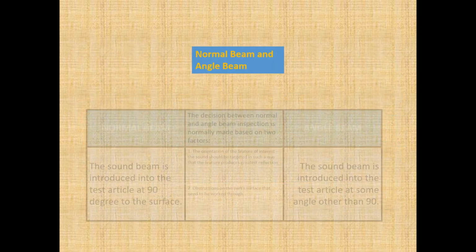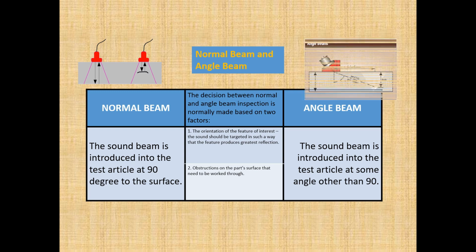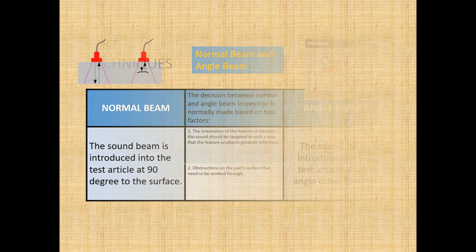Normal beam and angle beam. In normal beam testing, the sound beam is introduced into the test article at 90 degrees to the surface, whereas in angle beam testing the sound beam is introduced into the test article at some angle other than 90 degrees, like 45. The decision between normal and angle beam inspection is normally made based on two factors. First, the orientation of the feature of interest. Second, the accessibility of the part surface.